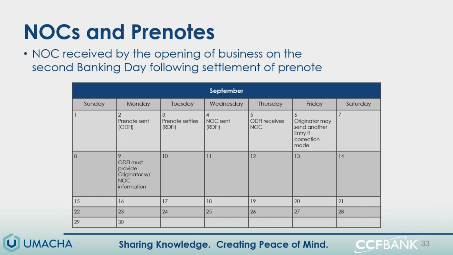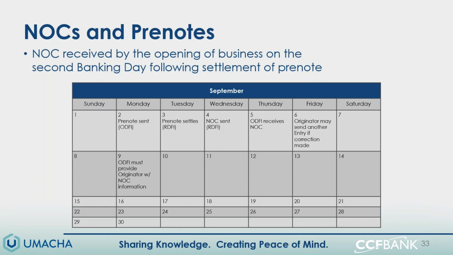So if we send our pre-note on Monday, it settles on Tuesday. Notification of change is sent on Wednesday. ODFI receives that on Thursday. Originator may send that entry if correction is made on Friday. And then Monday is when the ODFI would need to provide the originator with the information. So you see an issue here, right? We can send an entry on Friday, but we don't have to have the NOC information until Monday.